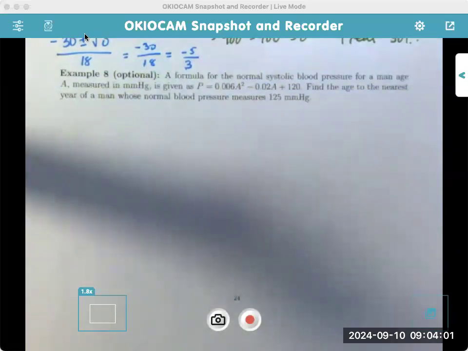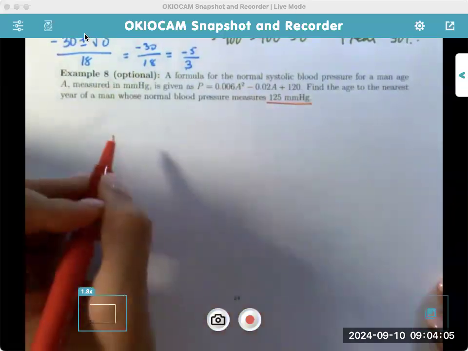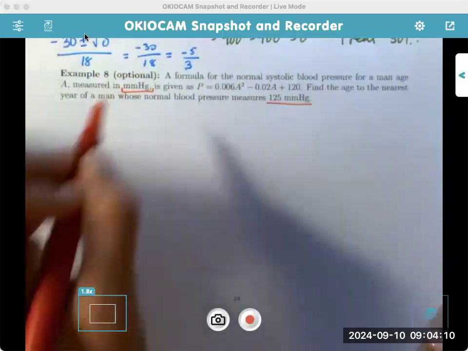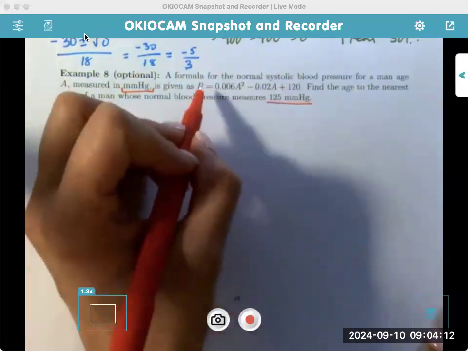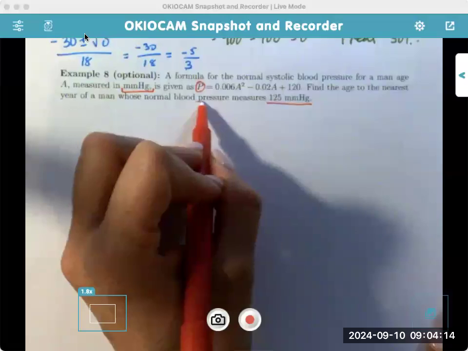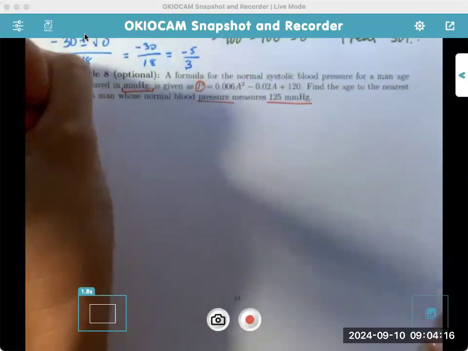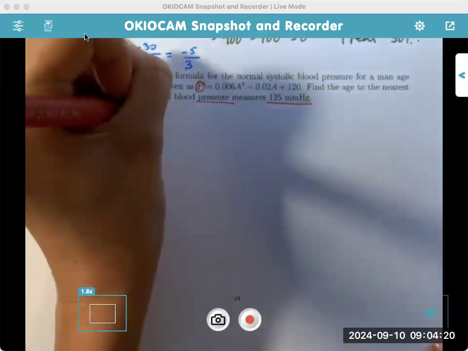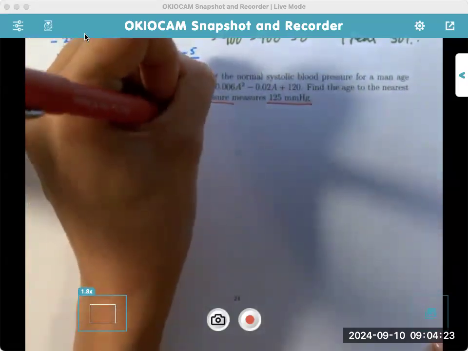Okay, so first we have to identify where the 125 is going. Well, look at the unit. So it's the mmHg, right? So that means that is the P for the pressure, right? Blood pressure. So the whole thing is getting set to 125, and we are solving for A.